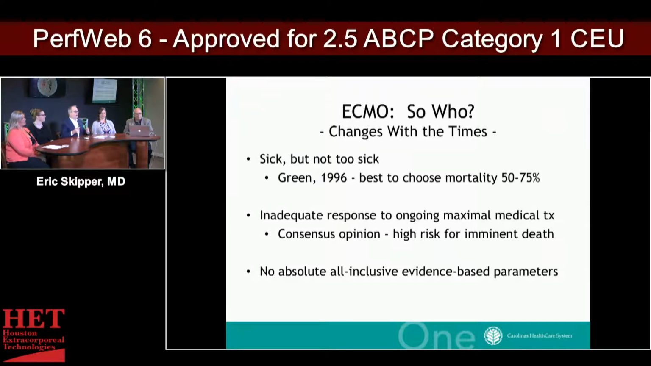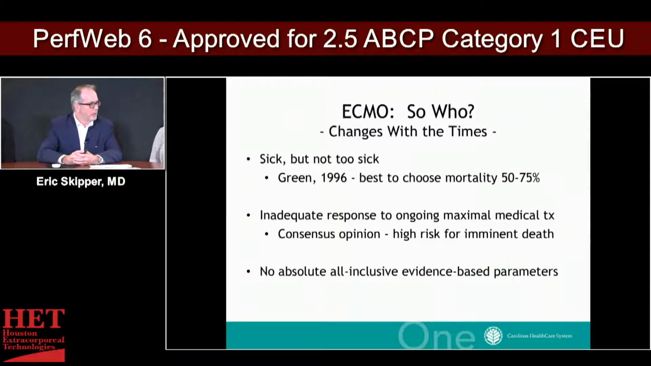So who you put on ECMO changes with the times. Prior to the 1990s, it was basically if you're really, really dying and your mortality is above 75%, then give ECMO a whirl. But you're probably not going to do well, so you need to be pretty sure you're not going to do well before you go to ECMO anyway. By the mid-90s, the mantra was really something like sick, but not too sick. So maybe 50% mortality to 75% mortality, but not too sick and not too well.